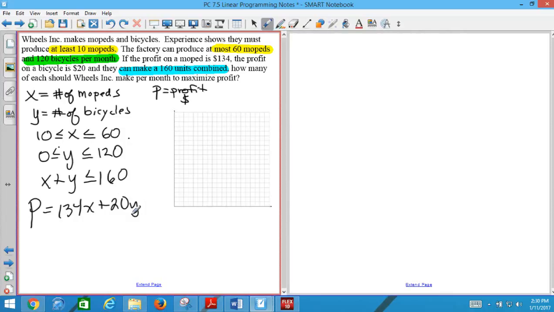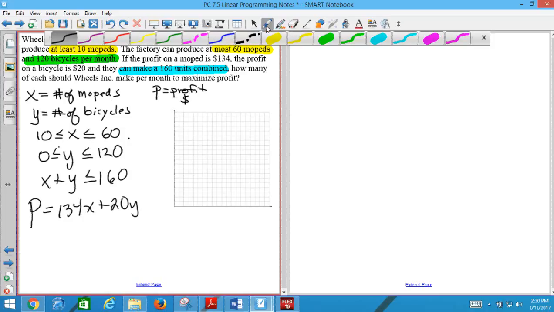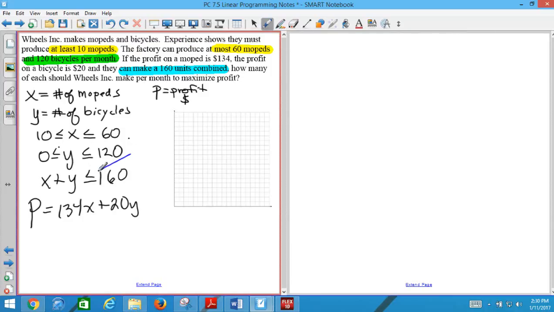All right, so start graphing. I guess graph the third one first. Is that okay? Okay, third one. Oh. How am I going to graph this? The tens. Well, what am I going to do to graph it? Find my x-intercept. What's my x-intercept? 160. What's my y-intercept? 160.